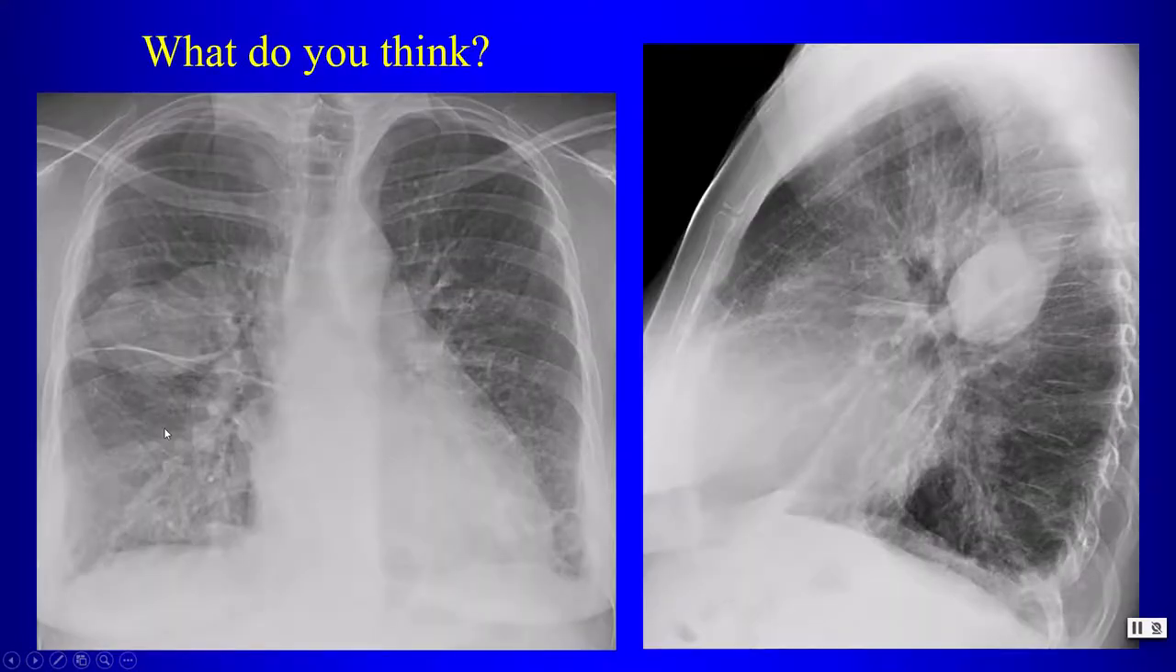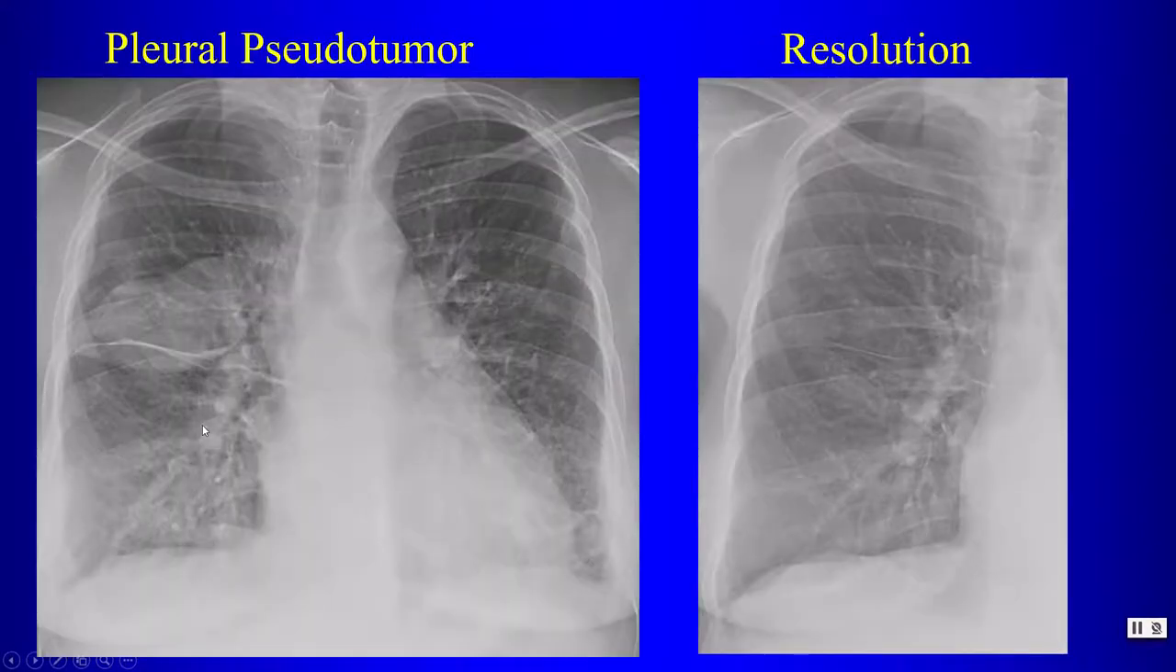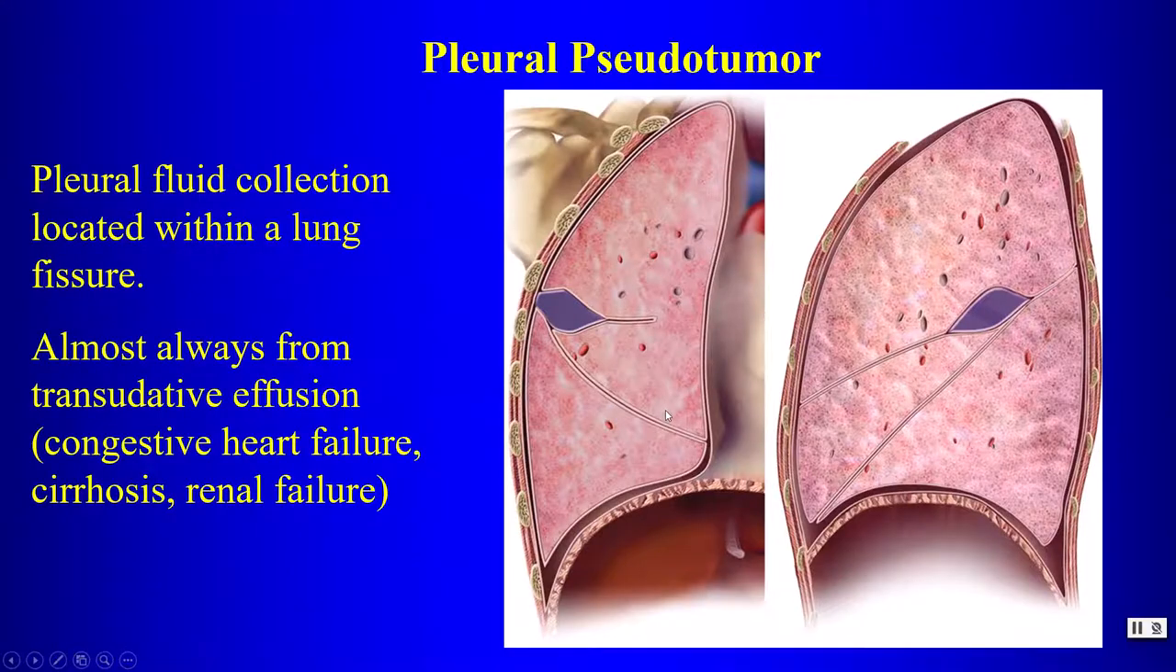Now, what about this case? Here it looks like the patient has an irregular shaped mass, but we notice, especially on the lateral view, that it seems to overlie a fissure. So here we need to be suspicious about loculated fluid within the fissure, which we call a pseudotumor. Here on the CT scan, it's easy to demonstrate that this is fluid attenuation and lies within a fissure. And when the fluid goes away, the tumor goes away. So that is a pseudotumor.